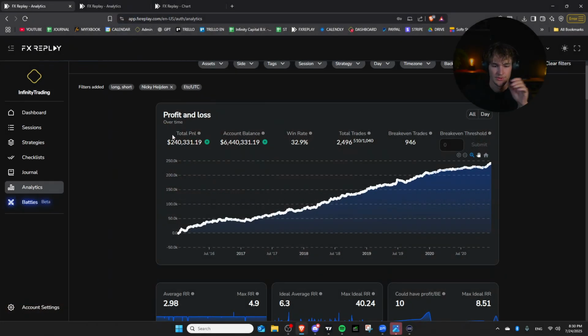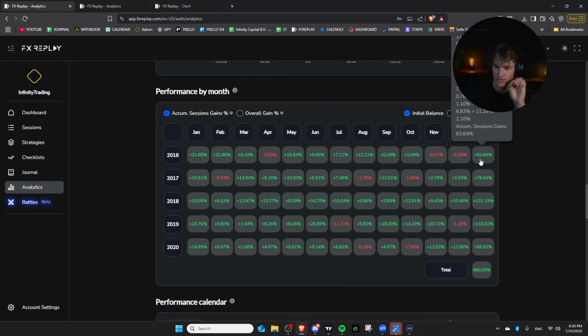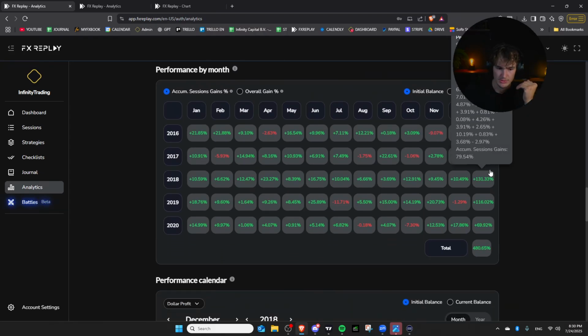So this is the data that we have so far, around 2,500 trades with around 33% win rate. A client of mine collected this, I collected it myself as well. As you can see, if we scroll down, close to around 100R every year, so extremely profitable.